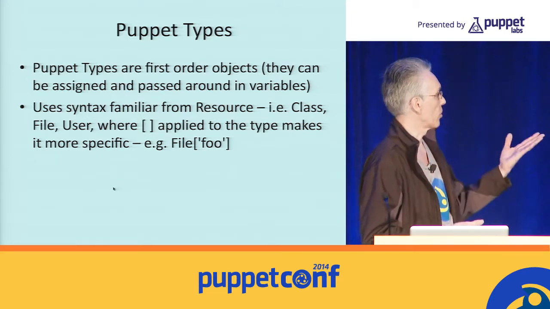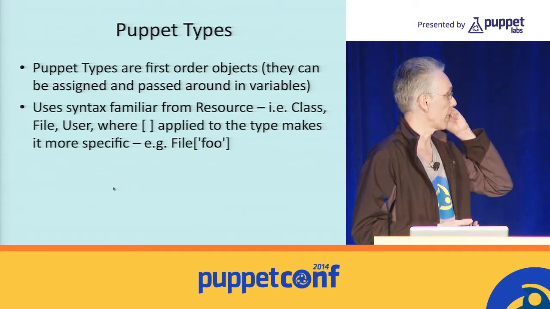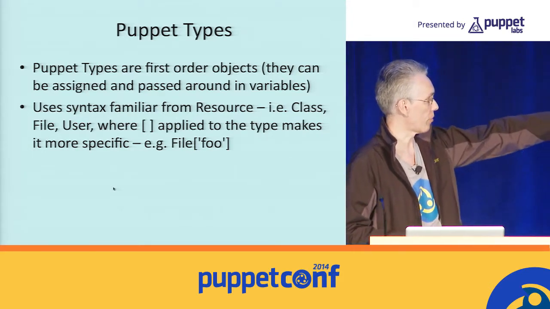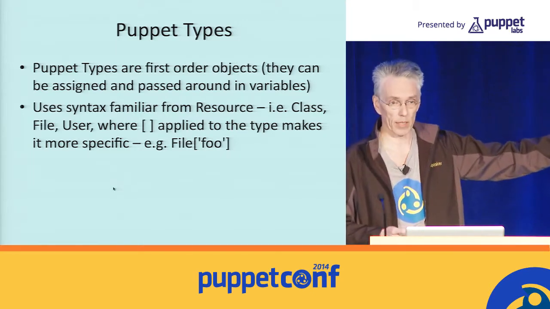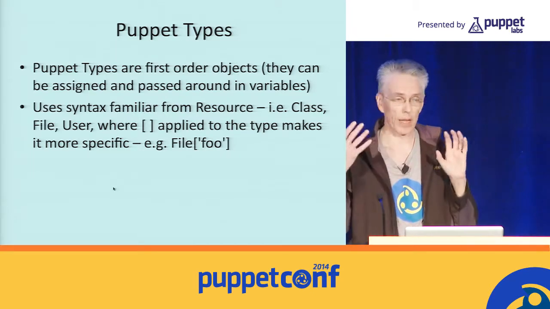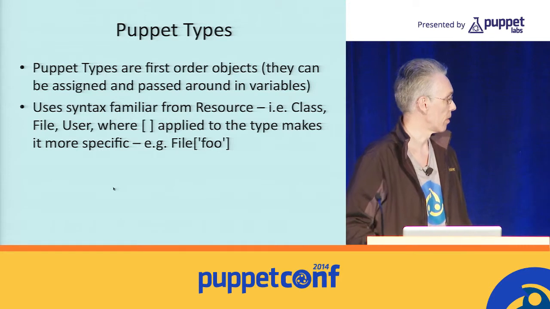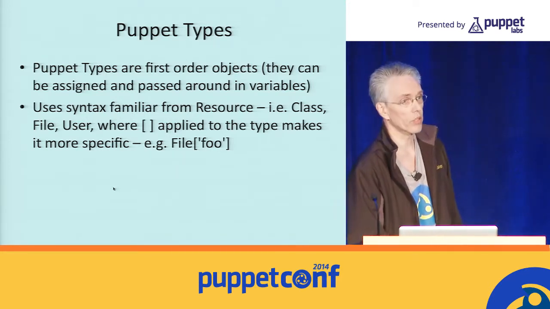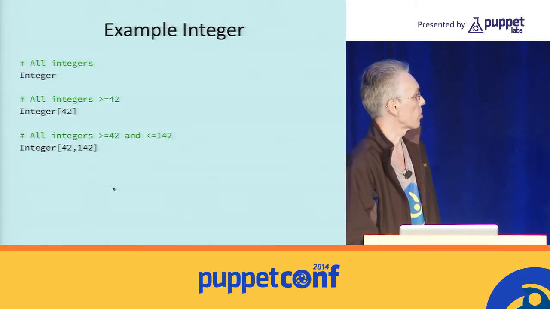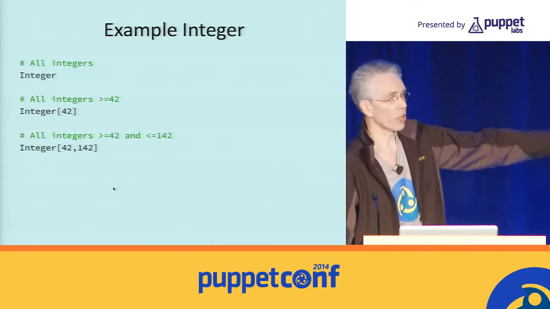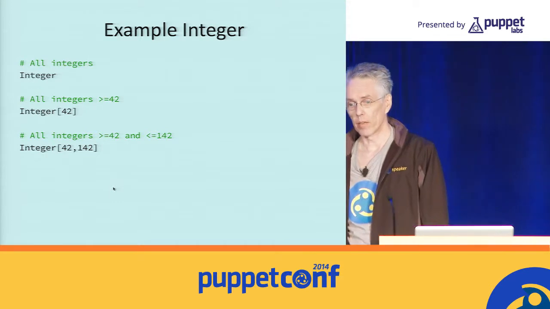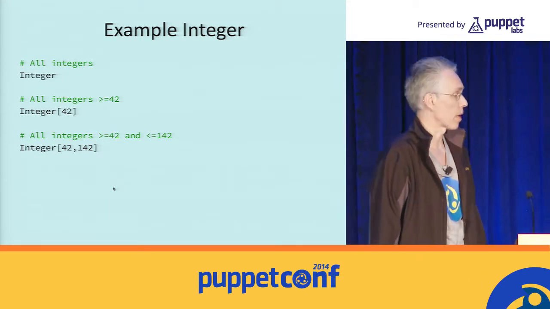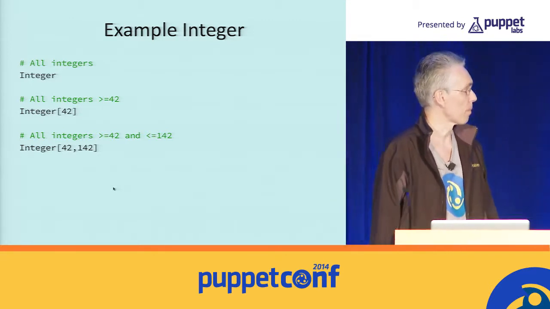We use familiar syntax from resources, i.e., you already have been using the type system because you've been referring to file, user, class, etc. Those are now references into the type system. But now we have other types like integer. So here's some simple examples using integer. If we say Integer with a capital I, that means we are referring to all integers that we can possibly have in the system.